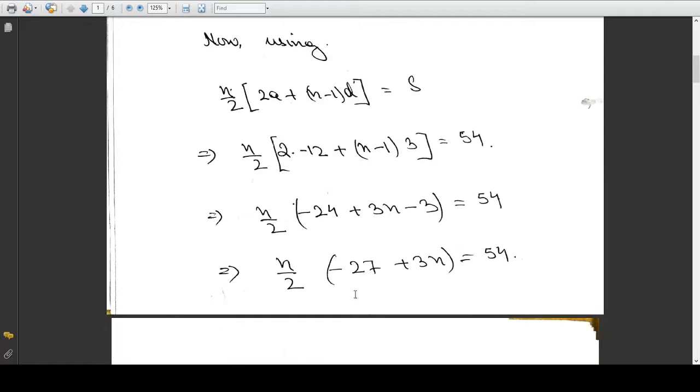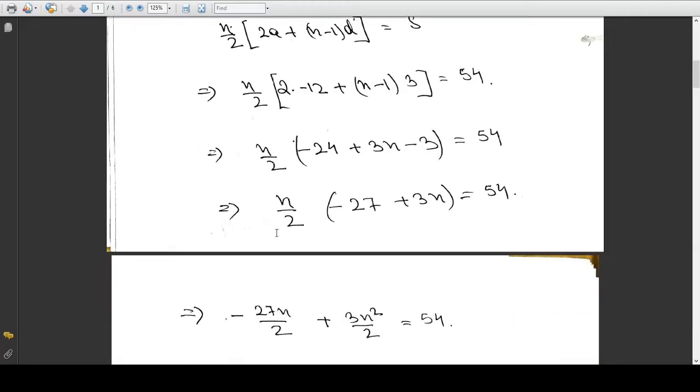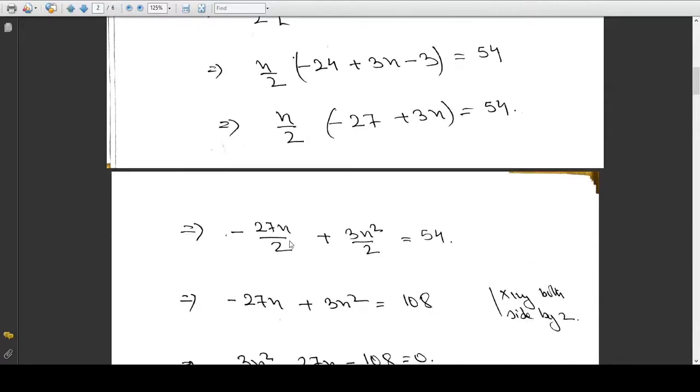The next step: you multiply this n by 2 to the terms inside the bracket. n multiplied by -27 is -27n by 2, and n multiplied by 3n is 3n squared by 2, equal to 54. Multiply both sides of the equation by 2. Here you get 3n squared minus 27n, because the 2 cancels, and 54 multiplied by 2 is 108.